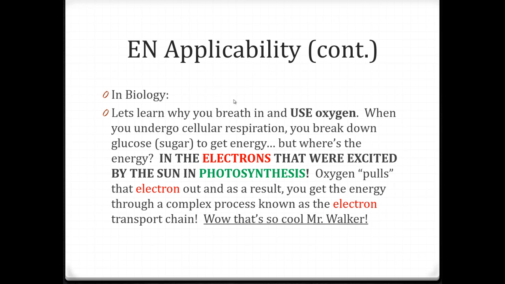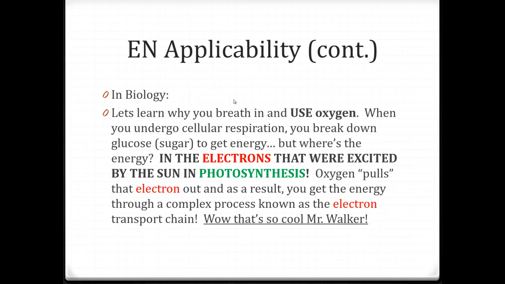Well, it comes from the electrons that were excited by the sun in photosynthesis. So remember the flame test lab? You can excite electrons by putting energy into them. We used fire. Well, the sun's light is energy also. Plants have a special ability, which they do through photosynthesis, to keep that electron at a really high energy level. It actually never falls back down.